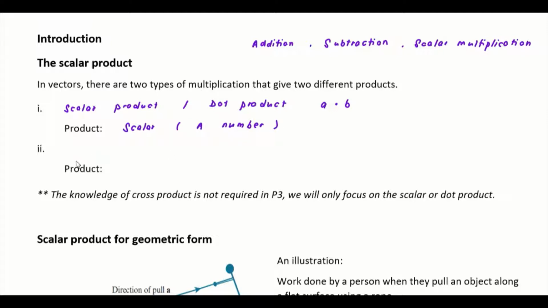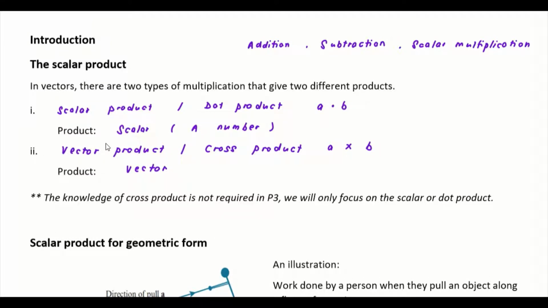The second type of multiplication, which we are not going to cover in our A-level syllabus, is called the vector product, or sometimes the cross product. Normally for this second type of product, we denote it as a times b, and the product you get will be a vector also. So vector multiply vector, you get a vector. But this content involves knowledge of matrices and so on, which we don't learn in the P3 syllabus. This is just information for you, in case you search for it and wonder why there are two types of product. There are two types, but in our syllabus we only learn the first one, which is the scalar product.